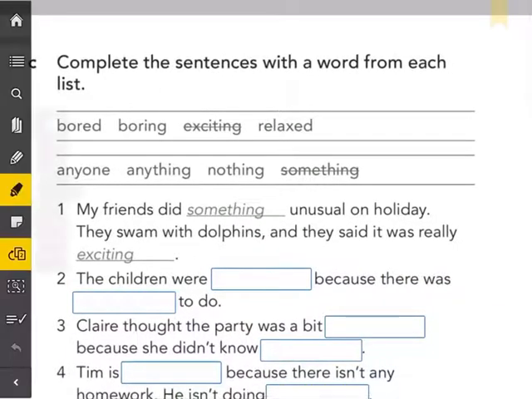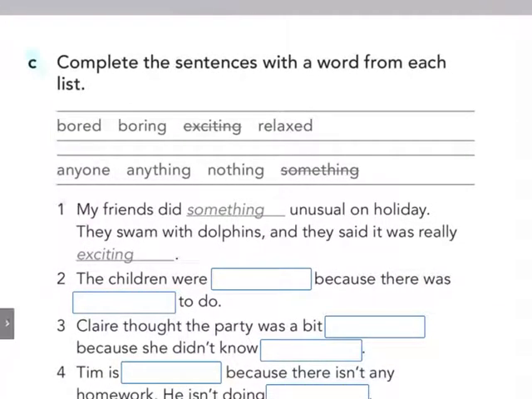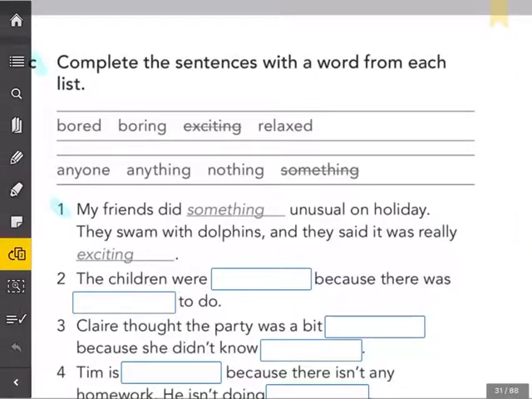Exercise C, let's have a look. It says, complete the sentences with a word from each list. Now here we're going to combine our vocabulary and our grammar. Combinamos aquí el vocabulario y la gramática. We have to use bored, boring, exciting, relaxed, anyone, anything, nothing, or something. Let's look at the example. My friends did something unusual on holiday. They swam with dolphins and they said it was really exciting. So you must fill in the sentences.